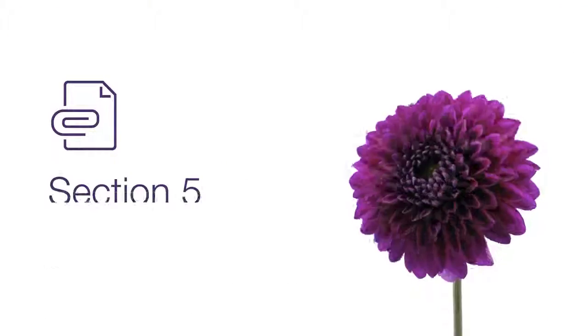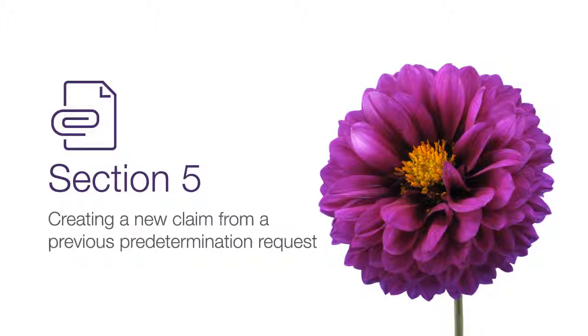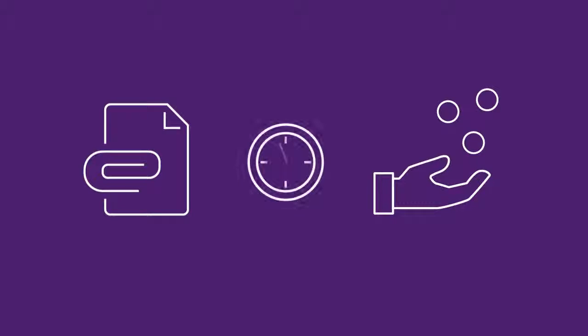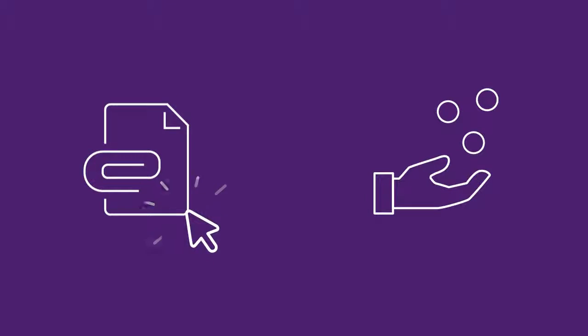Section 5. Creating a new claim from a previous predetermination request. You can base a payment request on a predetermination that was submitted earlier on the current day, rather than re-entering the information from a predetermination into a new payment request. This is achieved by selecting a predetermination and then copying it into a new payment request.